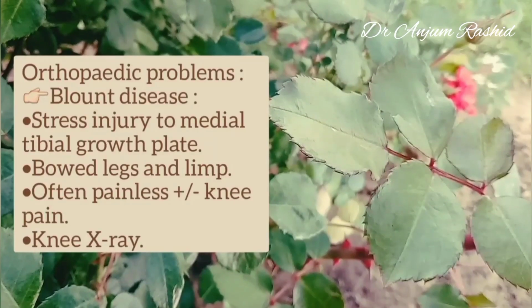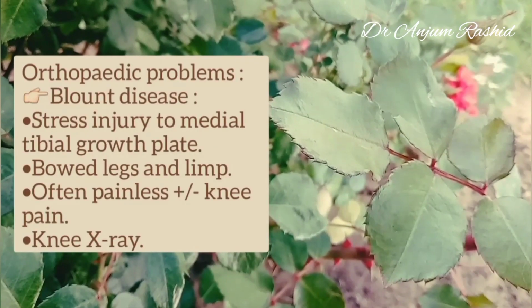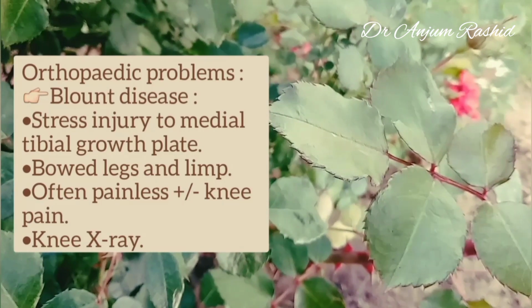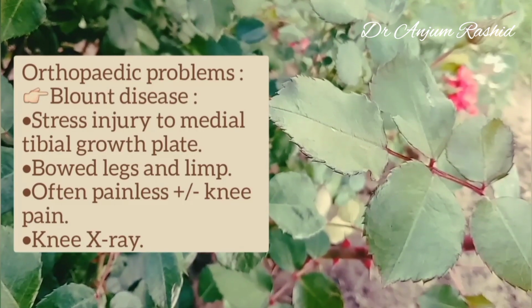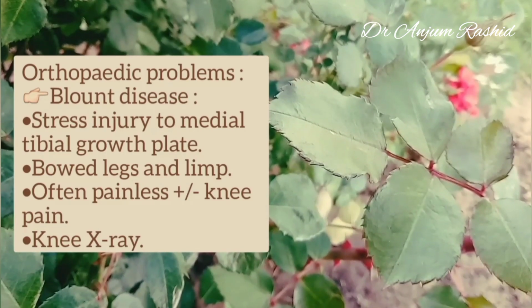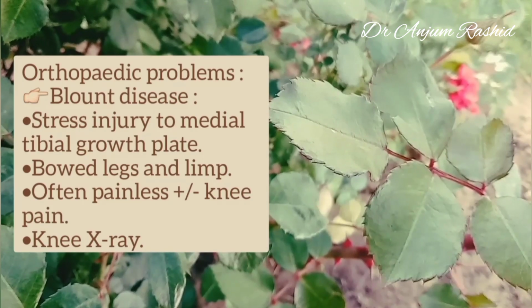Next are orthopedic problems. First is Blount disease, and it is due to stress injury to the medial tibial growth plate, and it presents as bowed legs and limp. It is often painless, but knee pain may be present. It is diagnosed on the basis of knee X-ray.